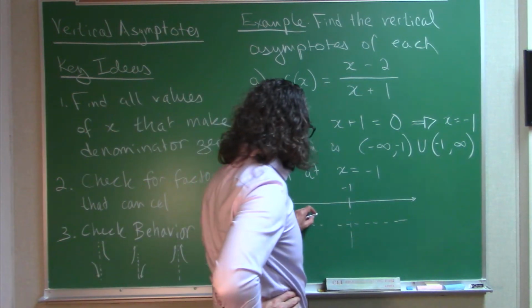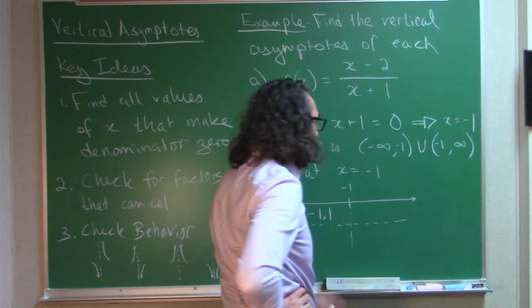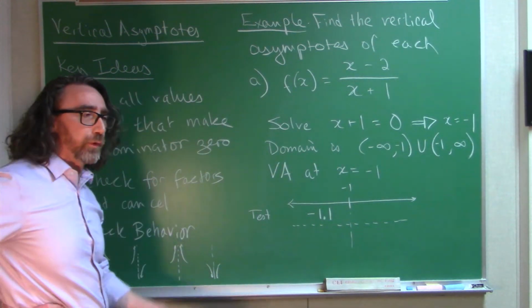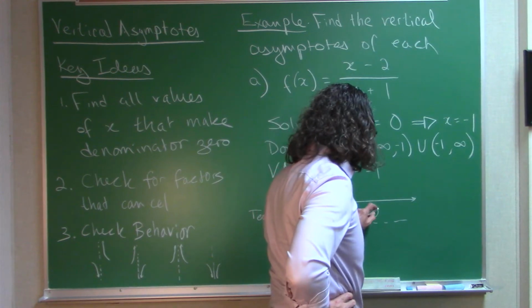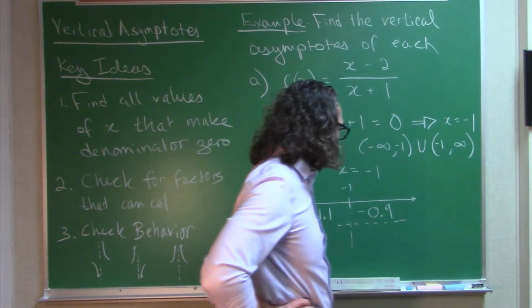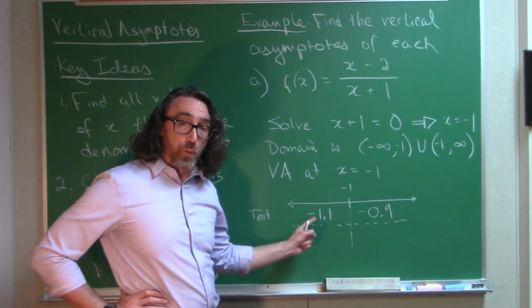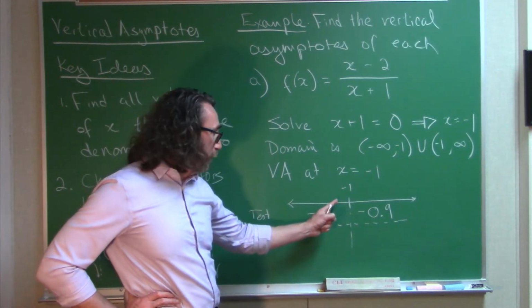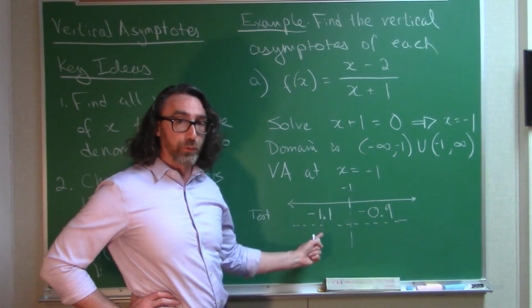Let's take something a little bit less than -1. Let's say -1.1 for the bottom. And then -0.9. Okay, remember the negative numbers are ordered backwards, so -1.1 is actually less than -1. It's close to, but less than.